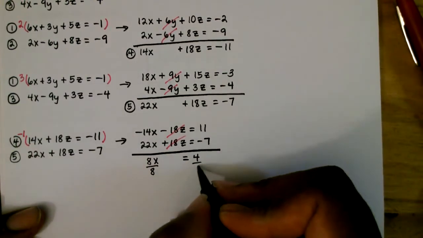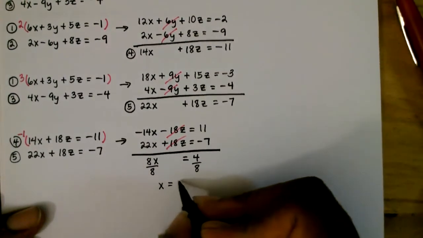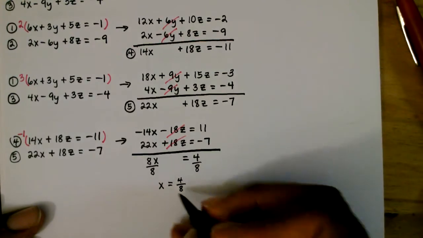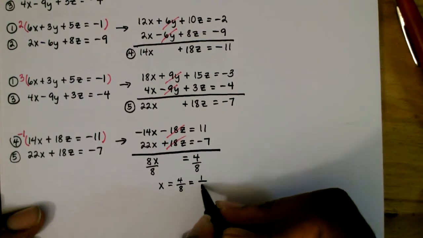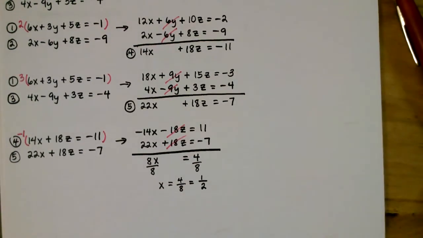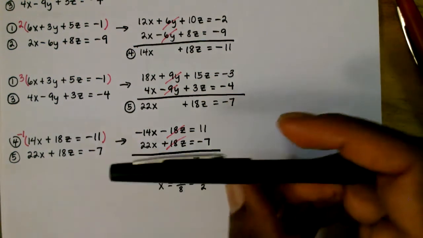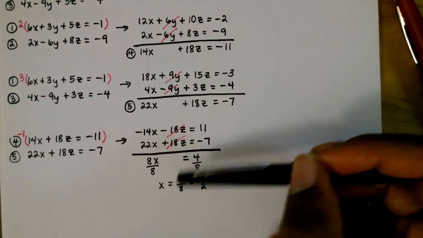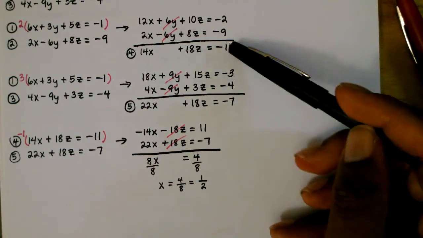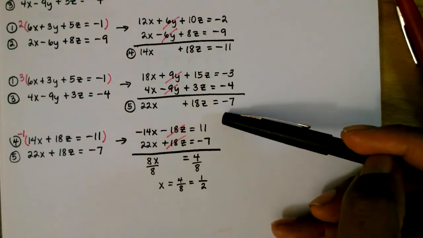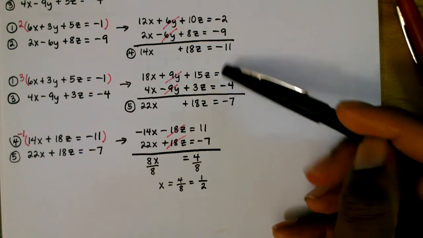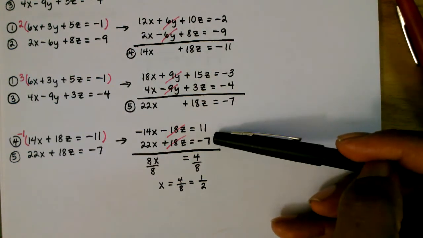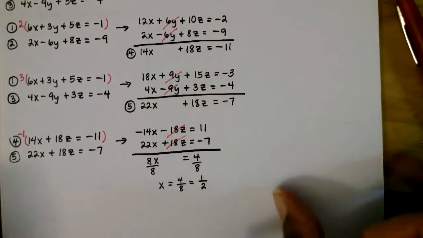If you divide both sides by 8, this will be a fraction. X will be equal to 4 over 8, but it does reduce to 1/2 in simplest form. So x will be equal to 1/2. So I know what x is. I can find out what z is going to be, since I have equations 4 and 5, which are in 2 variables. All right, I know what x is. Let's find out what z is. I can use either equation 4 or equation 5. Here I'm going to go ahead and use equation 4.